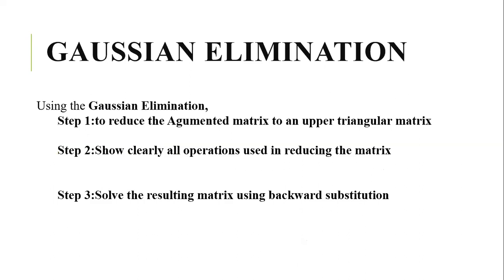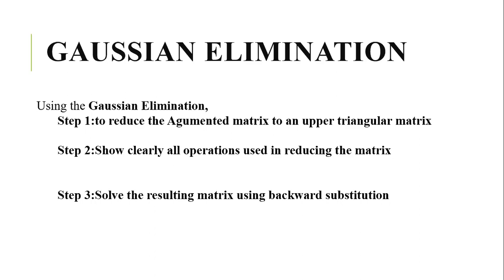Okay, these are the general steps in Gaussian elimination. Like I said, first you have to reduce the augmented matrix to an upper triangular form. Then secondly, we apply row operations. There are 3 operations that we can apply, and these iterations must be clearly stated. All operations used in reducing the matrix should be clearly indicated at the proper place.